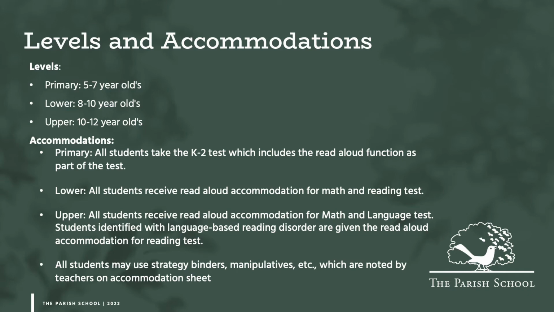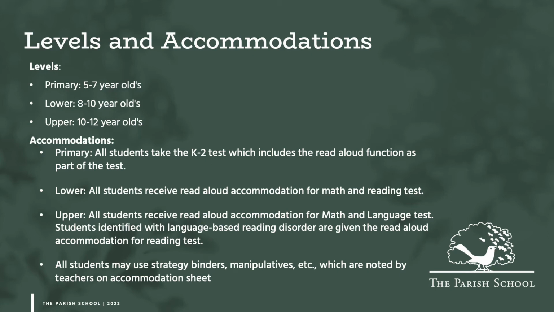So levels: primary is the 5 to 7-year-olds, lower is 8 to 10, and upper is 10 to 12. All primary takes the K2 test, which has the human voice, that read aloud speech-to-text type of accommodation, and it's a part of the test. We can't add additional read aloud accommodations for that test. There are some questions where they're trying to assess reading ability where they take it out, and we can't add it back in because it's built into the test. So for that particular test, the read aloud is built in.